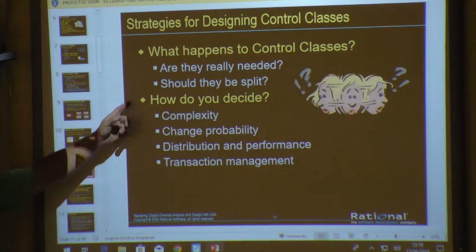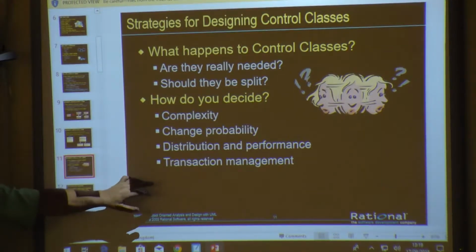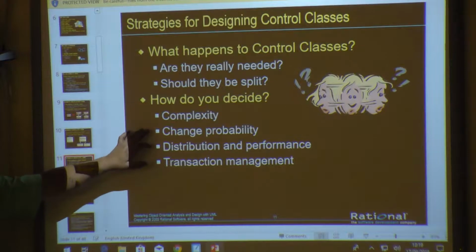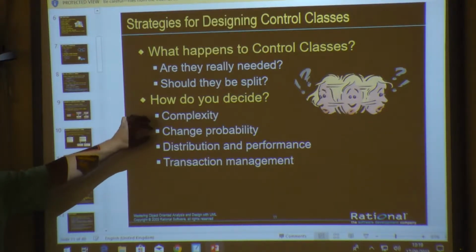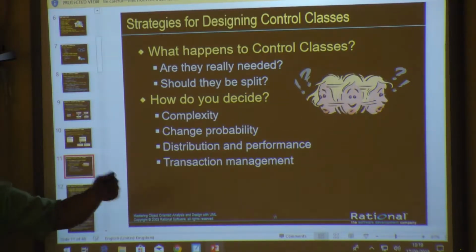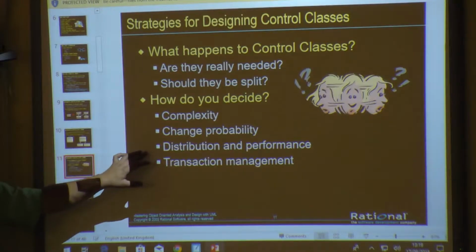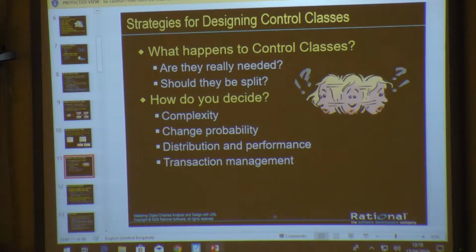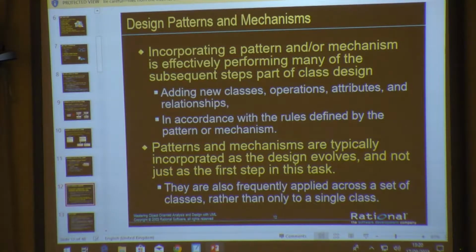Some of the things that we need to look at when deciding on this are the complexity of the class. Is it really complex or is it simple? What is the probability of change? How often is it going to change? Is it ever going to change? Distribution, performance and transaction management are two other things that we need to look at. Then there's a mention of design patterns and mechanisms, where they're saying that incorporating a pattern and/or mechanism effectively performs many of the subsequent steps as part of this.